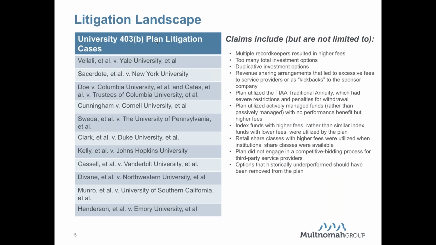Litigation landscape. Ultimately, the 12 cases that have been getting a tremendous amount of attention most recently because they were brought in 2016 all within a day or two of each other were 12 cases brought in each of the district courts across the United States related to tax-exempt entities, specifically in this case higher education institutions, and some of the largest higher education institutions, at least from a retirement plan perspective, in the country. So you have Yale, NYU, Columbia, Cornell, Penn, Duke, Johns Hopkins, Vanderbilt, Northwestern, USC, and Emory.